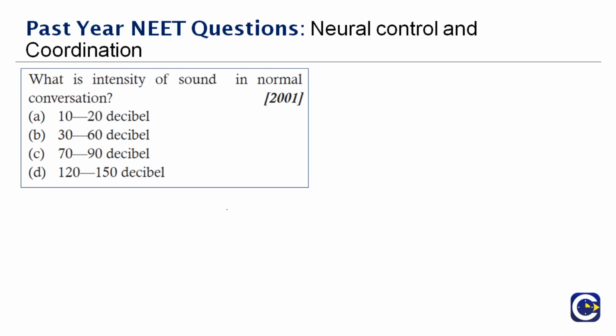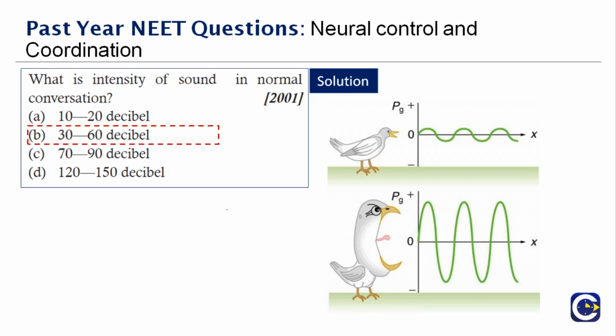Next question here. What is the intensity of the sound in normal conversation? This is a very easy question. The answer to this question is option B, 30 to 60 decibels. Just a diagram to show you the frequency of the wavelength. When it is normal talking or normal chirping of the bird, you can see how the waves move in, and when the bird seems to scream or yell, the waves show high frequency. But during normal conversation, the intensity of the sound is 30 to 60 decibels.